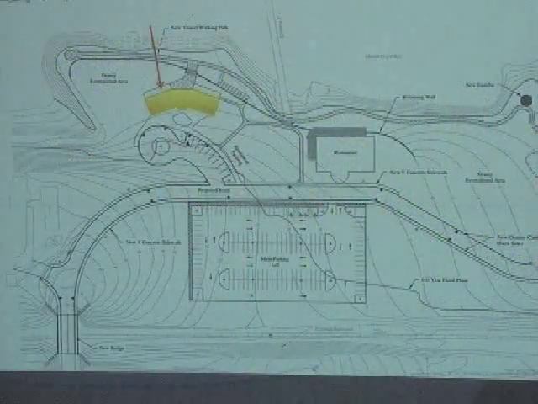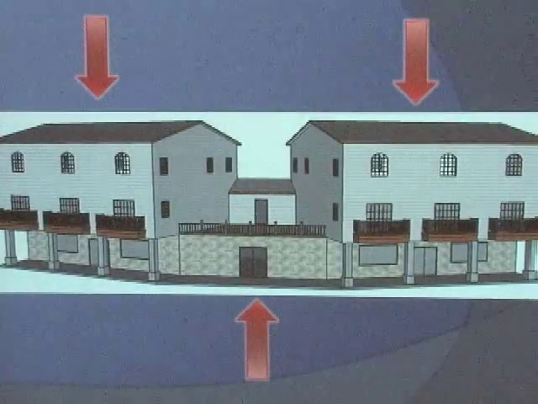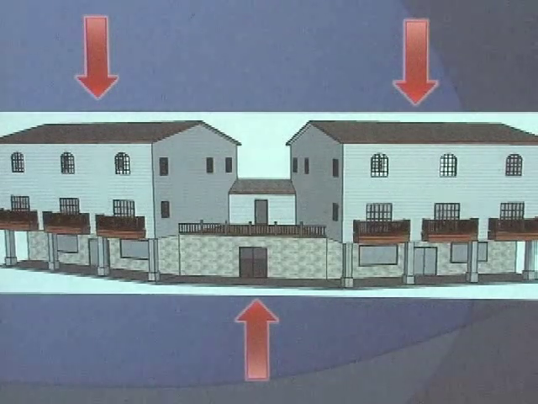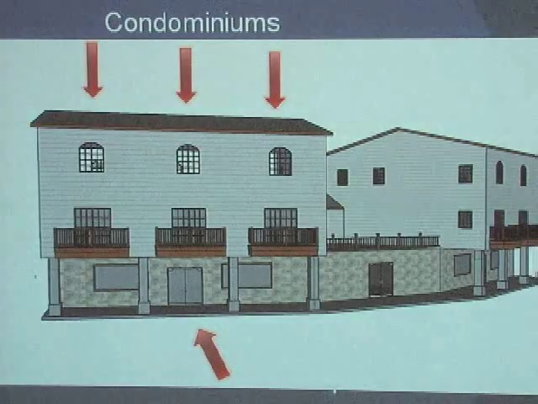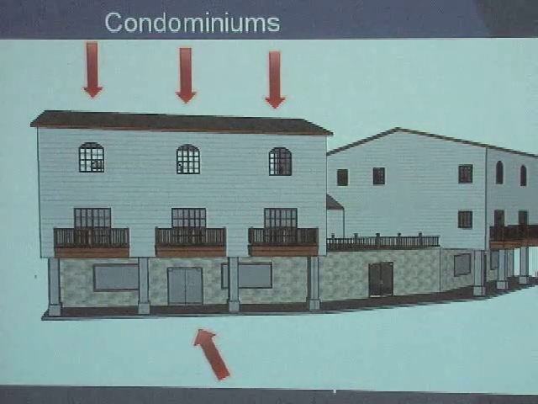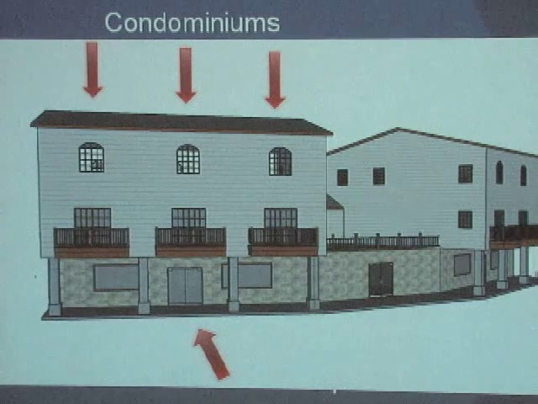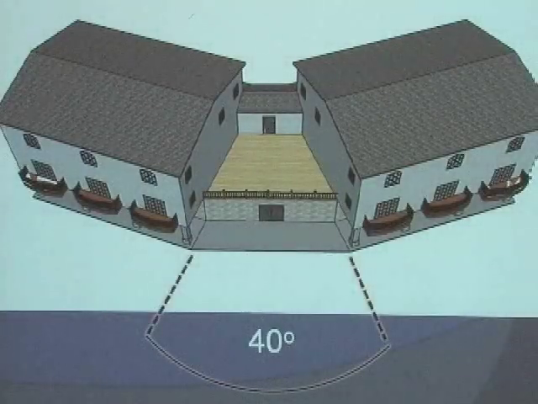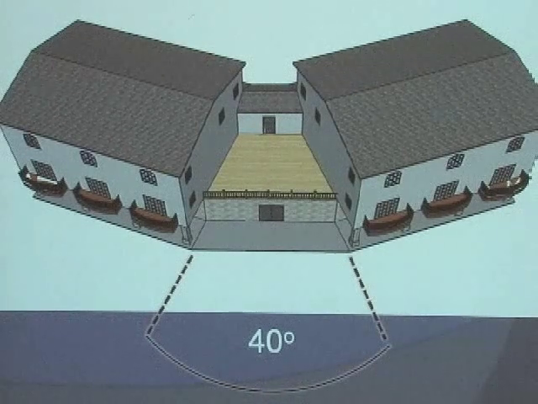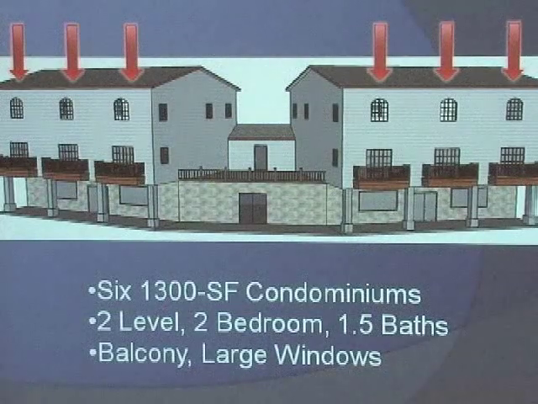The structure is located in the southwestern part of the site, providing immaculate views of the Secundit River. The building is comprised of 3 separate substructures, two of which contain the retail space on the first floor and 3 two-level condominiums above. The 2 substructures containing the retail and residential space are oriented at a 40-degree angle in order to take advantage of the waterfront views. 6 1,300 square foot condominiums will be available for rent or ownership.